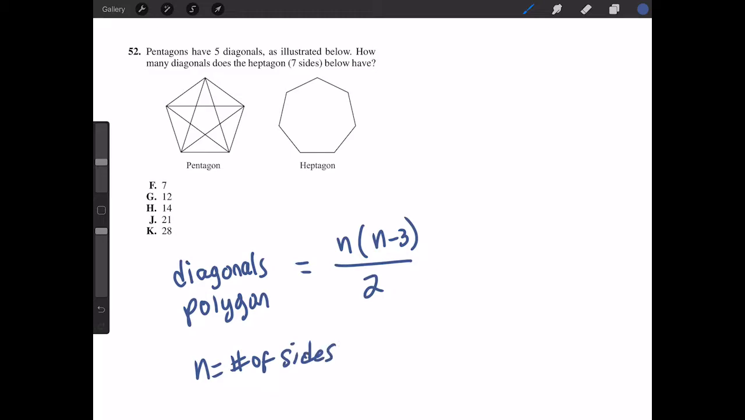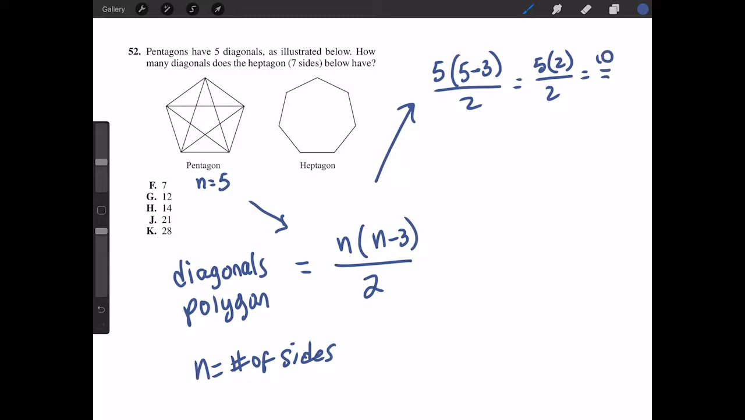So if you know this formula, you're good to go. The pentagon has 5 sides, so n is equal to 5. So if you plug that in here to find the number of diagonals in a pentagon, it would read 5 times 5 minus 3, and then everything divided by 2, so that gives you 5 times 2, and everything divided by 2, 10 halves, which is 5. 5 diagonals. It checks out, and you can see them here. 1, 2, 3, 4, and 5.